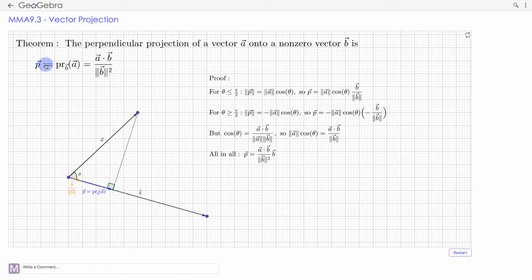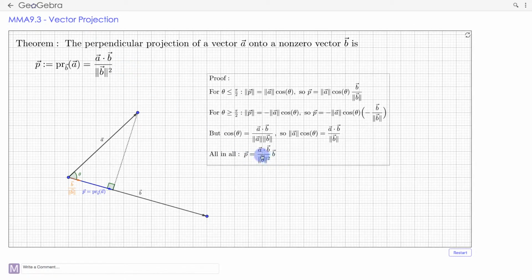So the P vector is the projection. We also denote it like this: the projection onto B of the vector A, and we can phrase this only in terms of a dot product and then this, the length of B squared. And then I can see that I have missed the vector B here. The correct formula is this one down here.